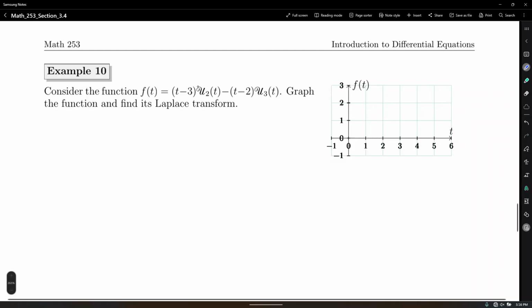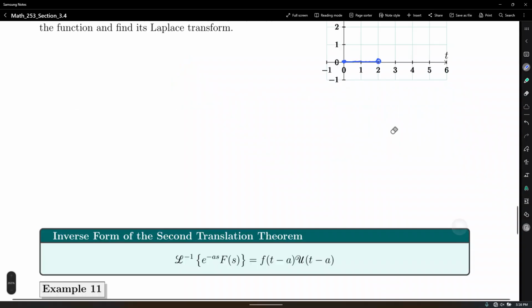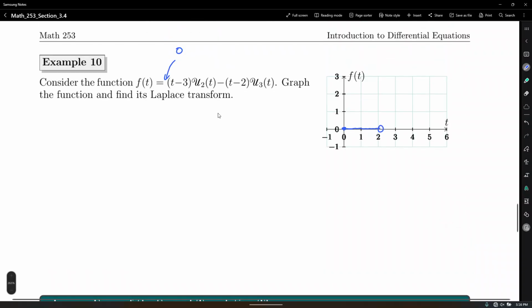So the first term you see is a step function, isn't it? That means in front of it you essentially have an invisible 0, there's nothing. So this function is equal to 0. We start with a signal of 0, and then we turn it off at t equals 2. So we're going to have here an open circle at 2.